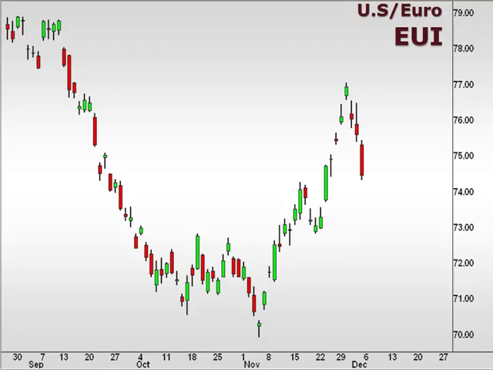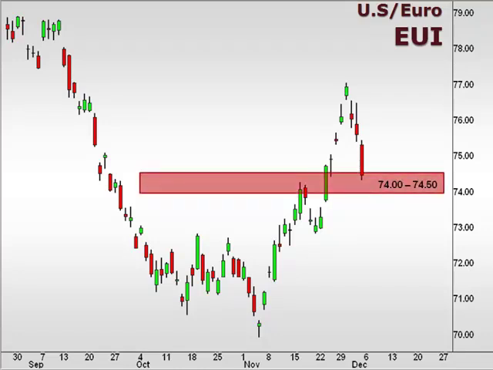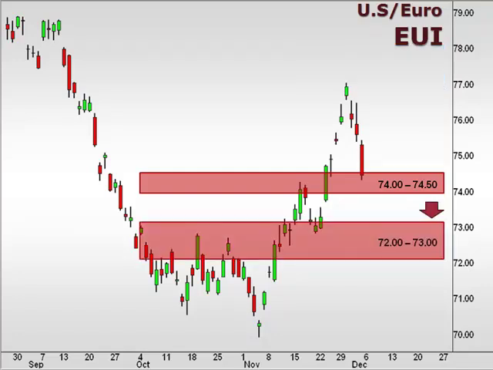Let's take a look at the EUI, the US versus the euro. The US dollar lost considerable ground against the euro, dropping down to test support at 74.5. Now, if the selling is contained within the 74, 74.5 focal zone, we are likely to see a retest of resistance up at 77.